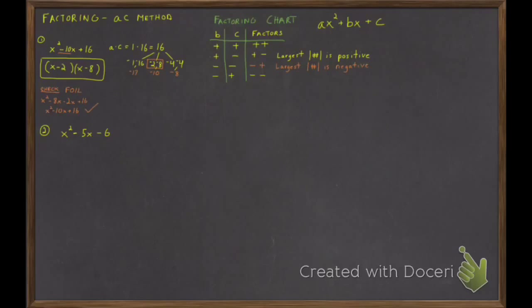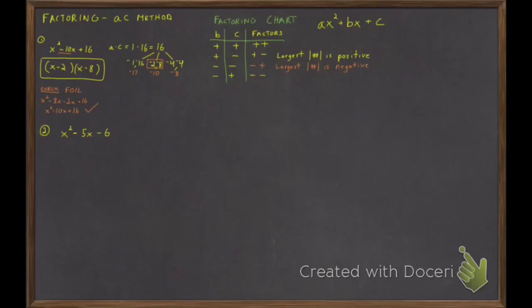Alright, now for question number 2, that reads x squared minus 5x minus 6. The first thing we do, like we did in the first problem, is use our factoring chart to see what our terms are, and we can see that our b term is negative, and our c term is negative. So when we look at the chart, we read over that our factors have to be negative and positive, and that the largest absolute value number is negative. So that largest number has to be negative.